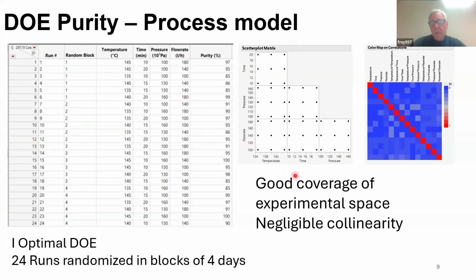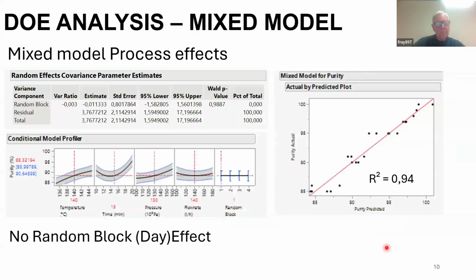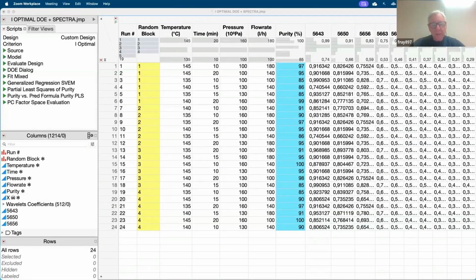So you see that there's quite a good coverage of the experimental space, and also in the color map you can see that collinearity can be neglected. So this looks promising. Okay, the first model we created was the mixed model, because we have those random effects, the random day effects. And I think Volker now will take over and show how this is done in JMP.